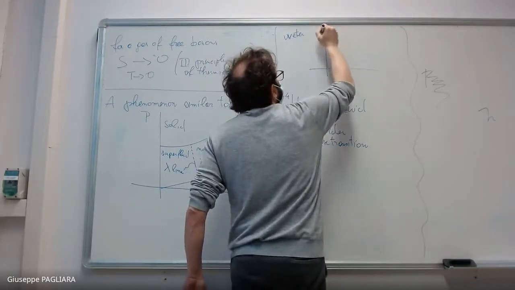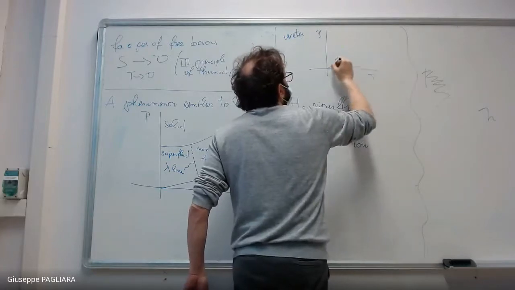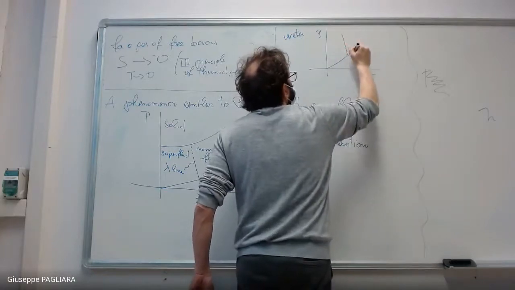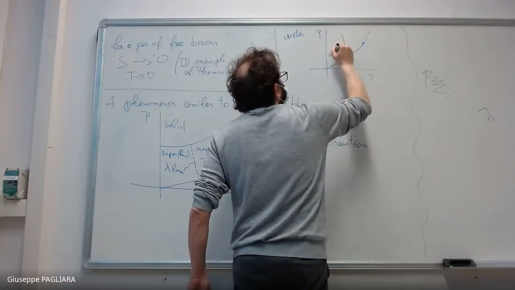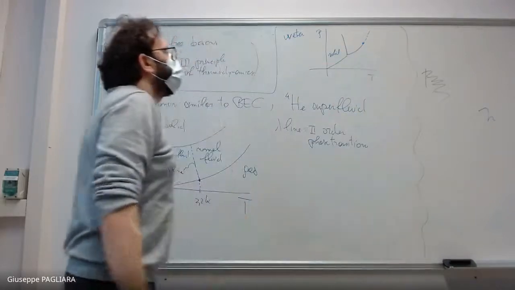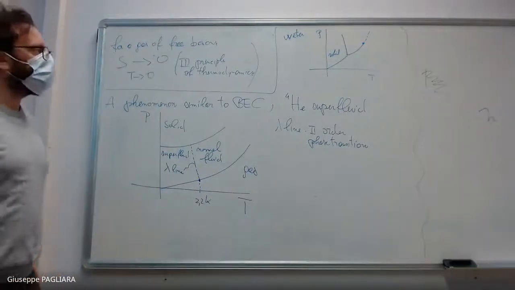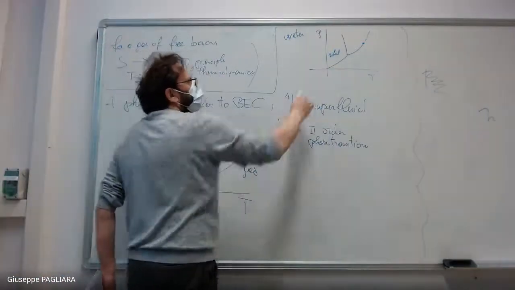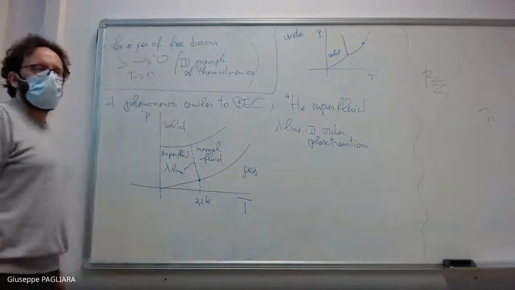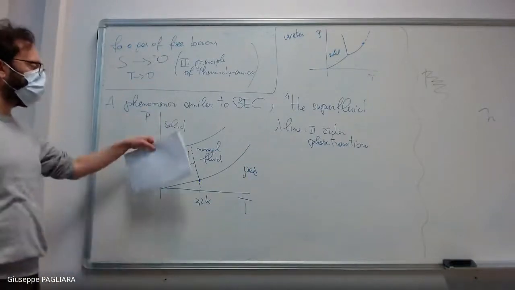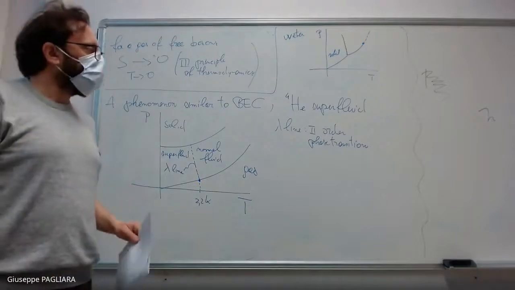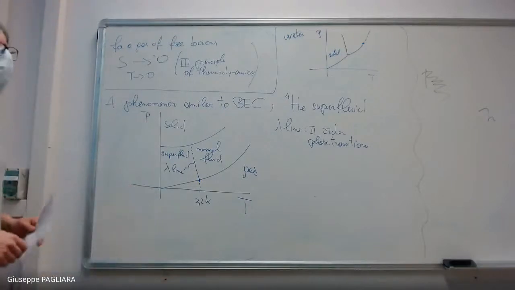Whereas for water, the phase diagram is something like this. Here I have the solid. So it can survive also at small temperature, or vanishing pressure, which is in this case not so. And this is due to the potential of interaction.